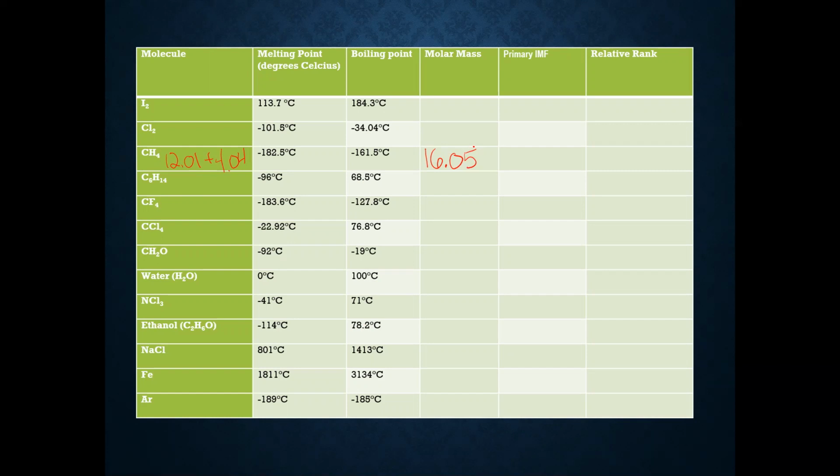Similarly, we can do water. So water is hydrogen again. There's 2 of them, so 2.02. Oxygen is 16, so water would be 18.02. Really, we're just looking at how many electrons they have, but because molar mass is such a common thing used in chemistry, you'll oftentimes just see people reference the molar mass as a quick way to see, okay, which of these is going to have more electrons, which one's going to be bigger.